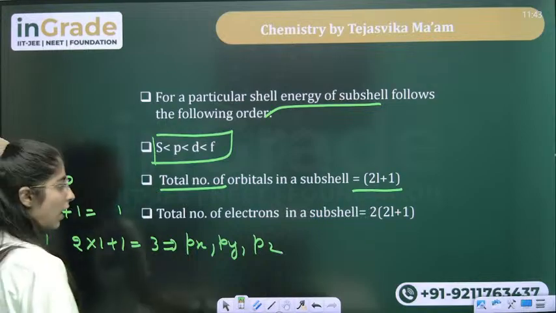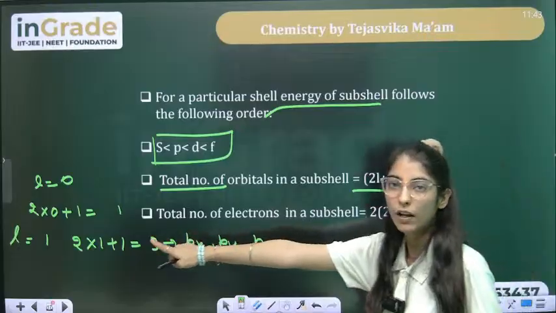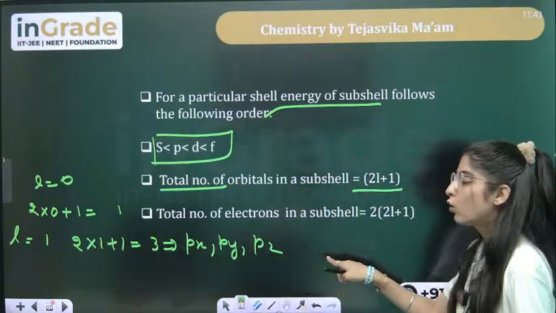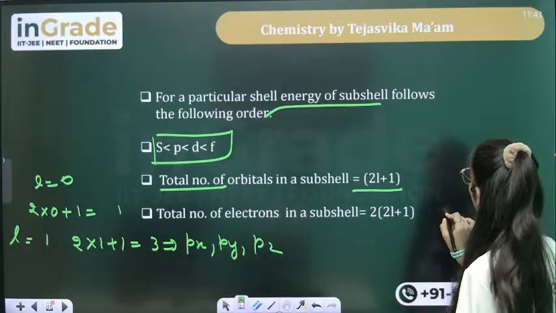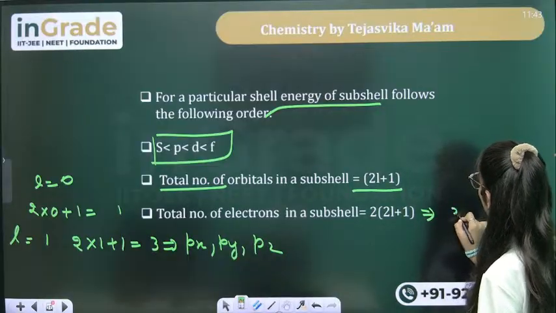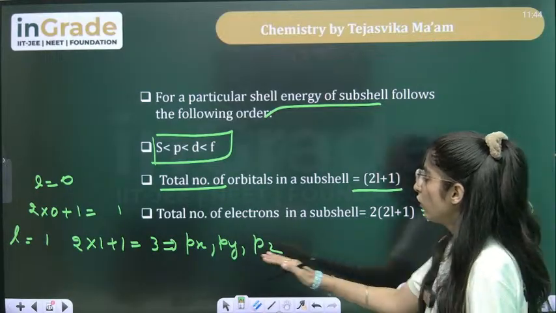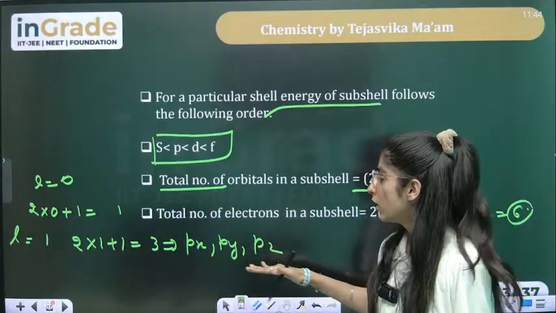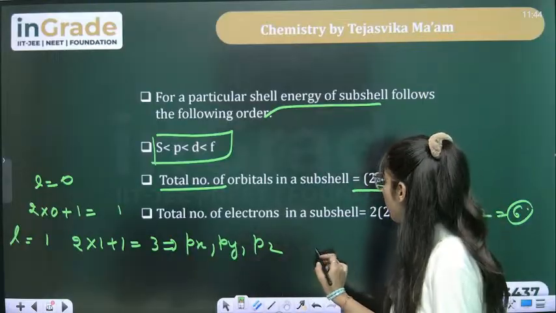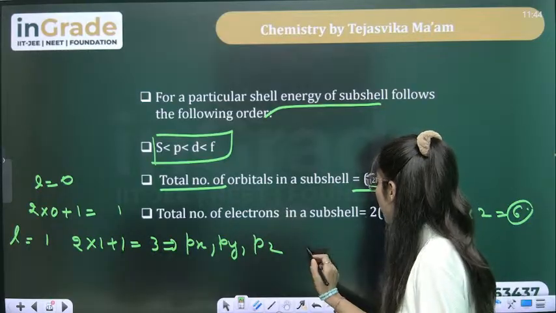So how are you going to calculate it? See here, as we know that if the value of l is 1, then the total number of subshells is equal to 3. So the total number of electrons is simply 3 into 2, that is equal to 6 electrons. If you want to add the number of electrons in your p subshell, then it will be like this: this is going to be px, I am drawing it here like this.